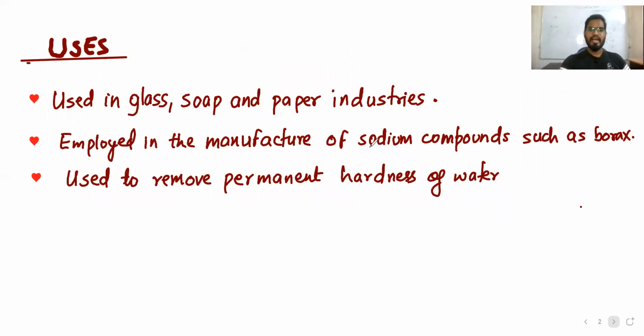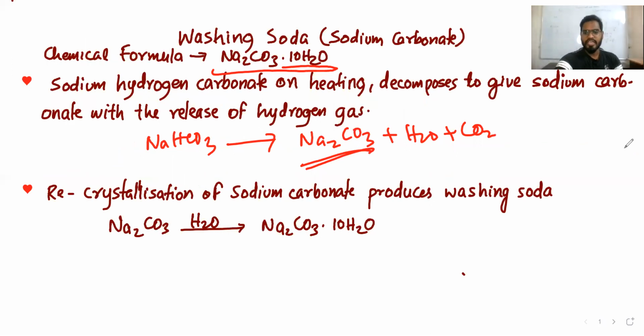Uses: it is used in the glass, soap, and paper industry. It is employed in the manufacture of sodium compounds such as borax, right? Borax we are not supposed to know completely as it is not used that much, but you can remember that it is used in this. It is also used to remove permanent hardness of water. Obviously, if water is hard, we cannot use soap and all, so the hardness is removed by this washing soda, right? So this is Na2CO3 dot 10 water molecules.